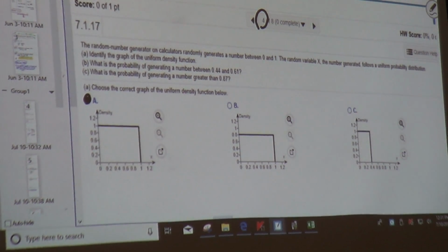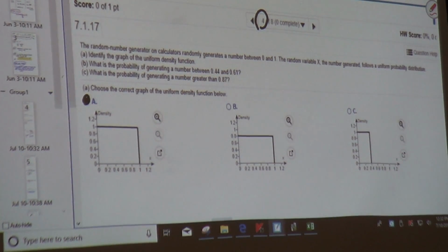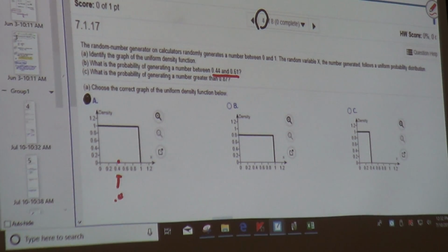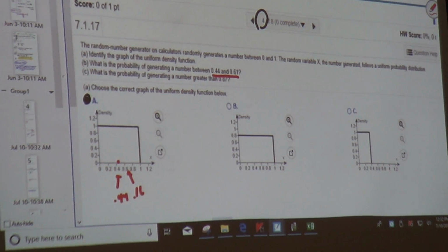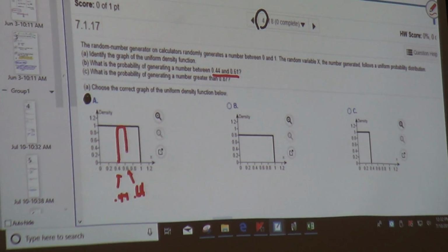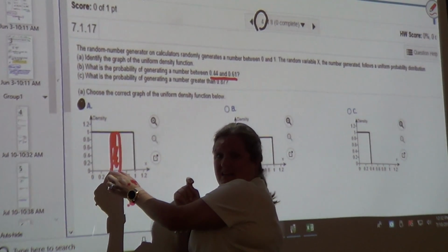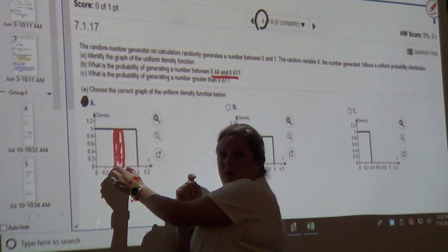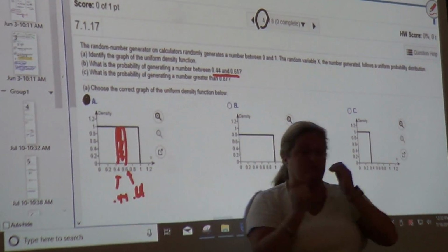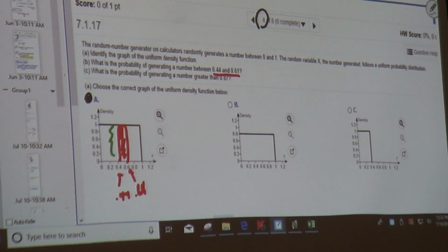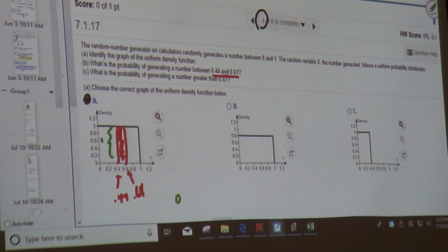Now, question B says, what is the probability of getting between 0.44 and 0.61? So if I have 0.44 and I have 0.61, and I make me a little box, I need to know the area of that, which means I need to know the length and the width. We know that it's 1 tall, but we don't know how wide it is. So the way that you're going to get the width is you're going to subtract these two. So I already know that the height of it is 1, so this is part B.